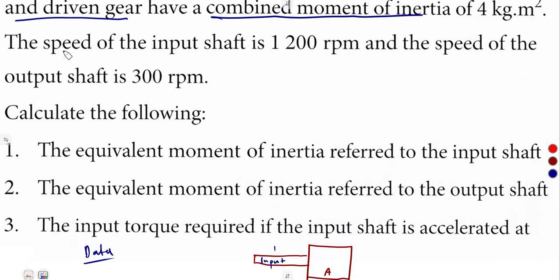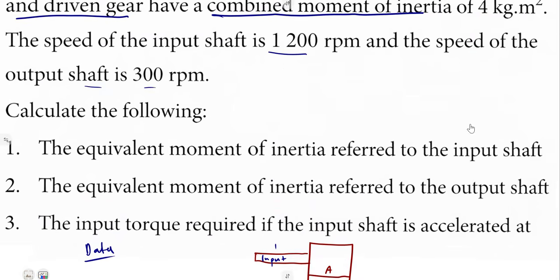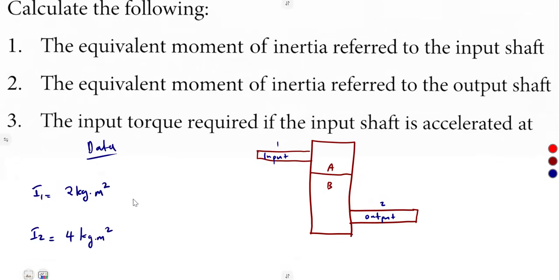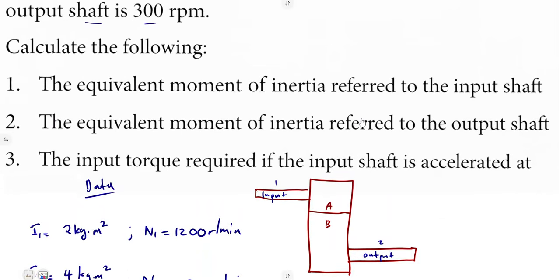The speed of the input shaft 1 is 1200 revs per minute, and the speed of the output shaft, which is 2, is 300 revs per minute. So we are given the speeds corresponding to the input shaft and the output shaft. So from there, you are now asked to calculate the following.